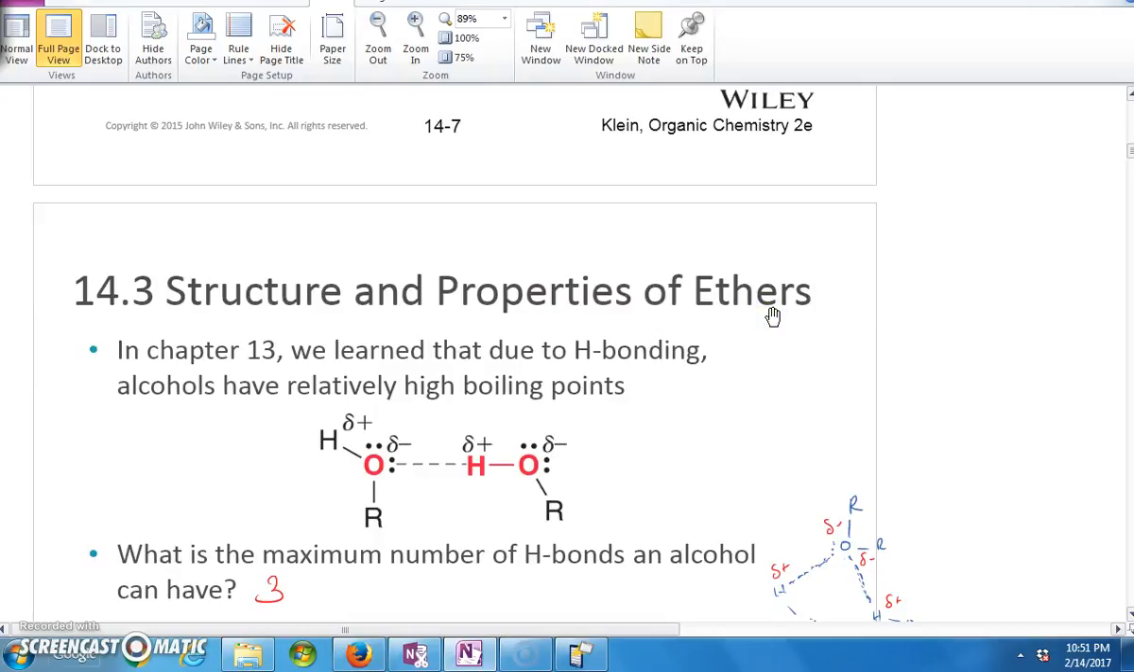Now, in chapter 13, we learned that due to hydrogen bonding, alcohols have relatively high boiling points. That's due to hydrogen bonding.